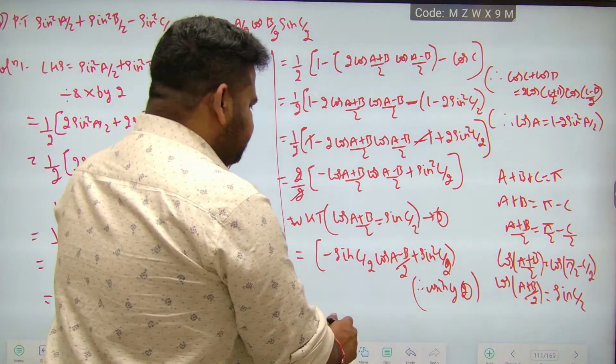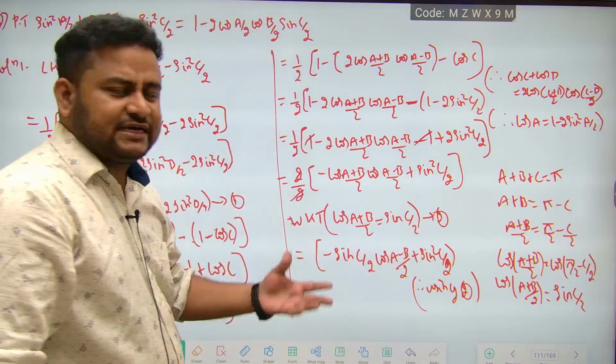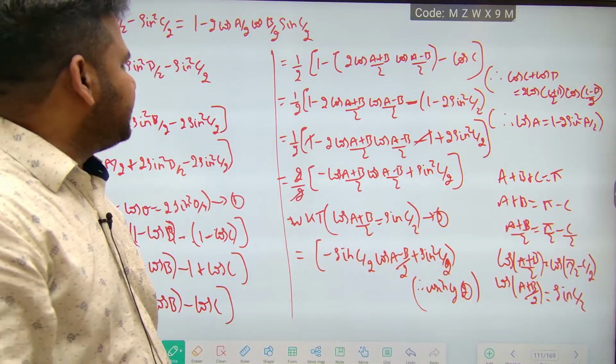So sin c by 2, here also sin square c by 2 is there. What I can do, I can take sin c by 2 common.